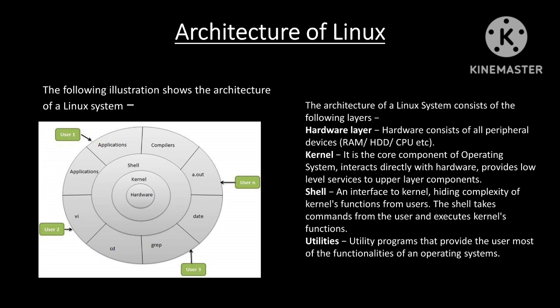Then next is the shell, an interface to the kernel hiding the complexity of kernel functions from users. The shell takes commands from the user and executes the kernel's functions. And the fourth is the utilities. Utility programs provide the user most of the functionalities of an operating system. So these 4 are the main layers of the architecture of Linux.